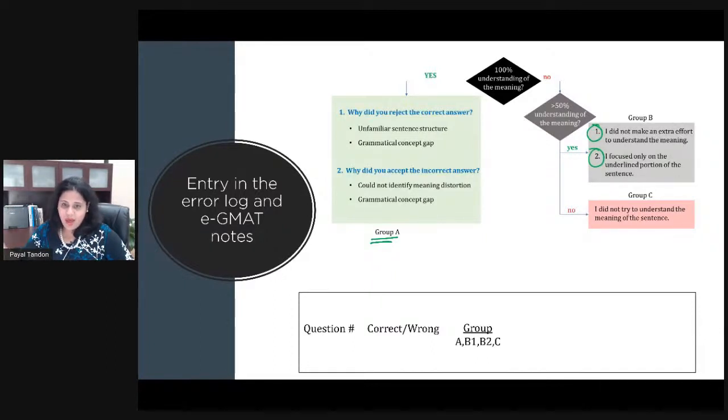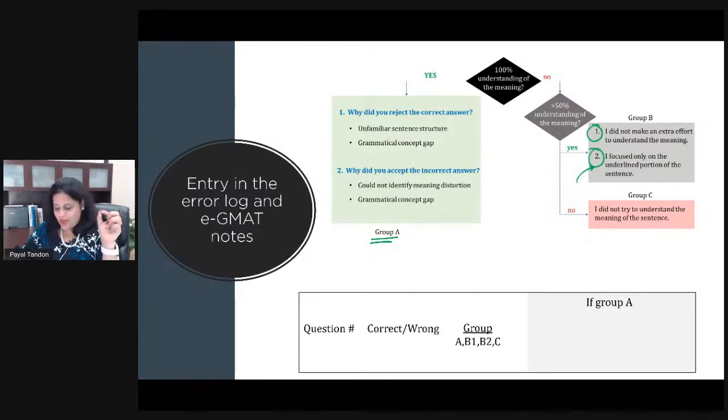Okay, B1 is that you understood the individual chunks, but you didn't put them together, or you didn't spend those extra 15 seconds to just ponder what it is that you have read. Okay, you were at the surface. Group B2 is that you didn't even focus on the entire sentence. So for the next question that you attempt, you need to push yourself to read the entire sentence, right? So the corrective action is different, right? So you need to write that down.